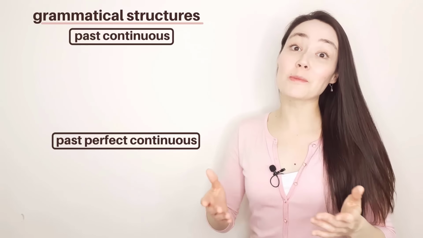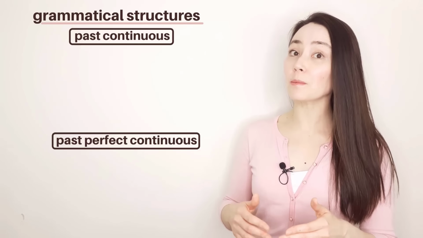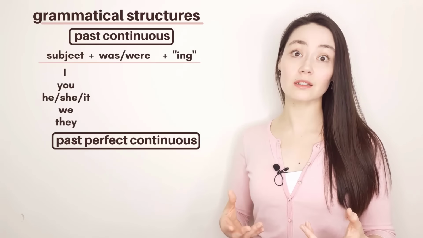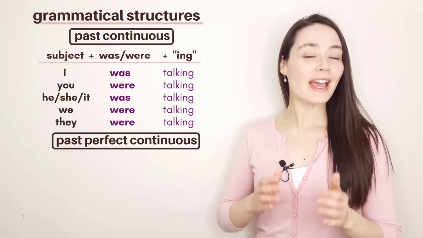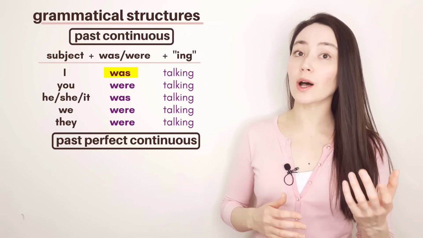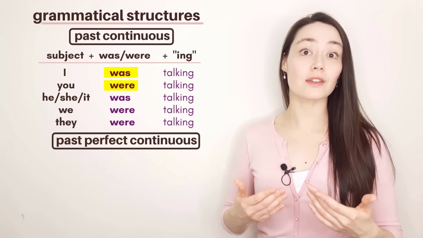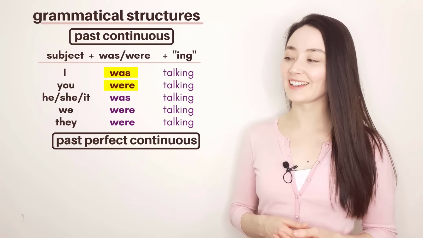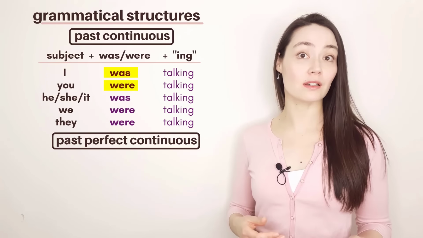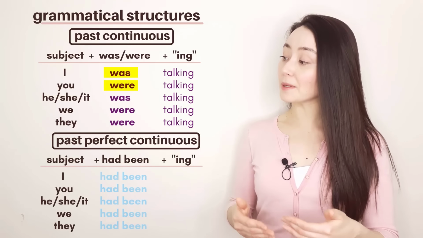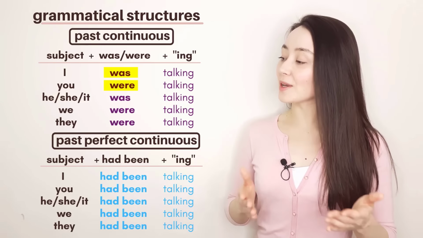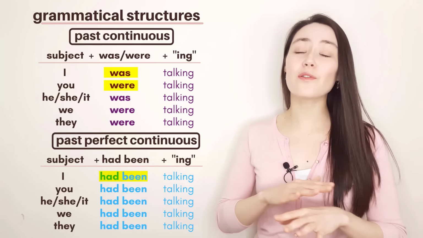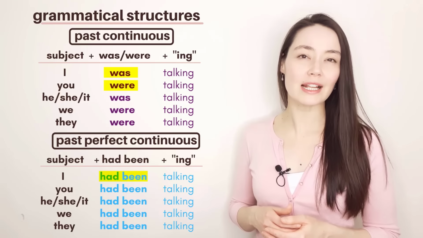Let's start with the grammatical structures. We form the past continuous: subject, was or were, plus verb-ing. And remember, you need to choose was or were depending on the subject. Past perfect continuous: subject, had been, plus verb-ing. And you can see we use had been for every subject. That's easy.